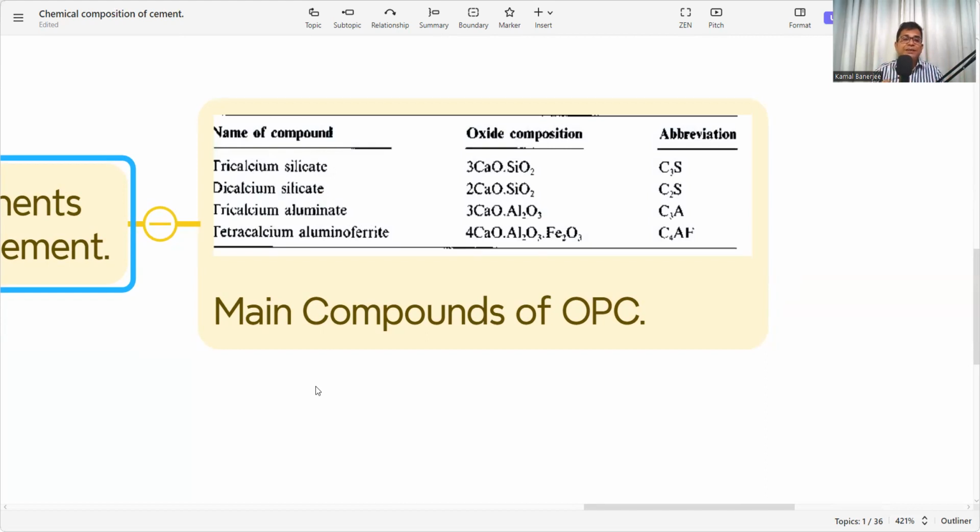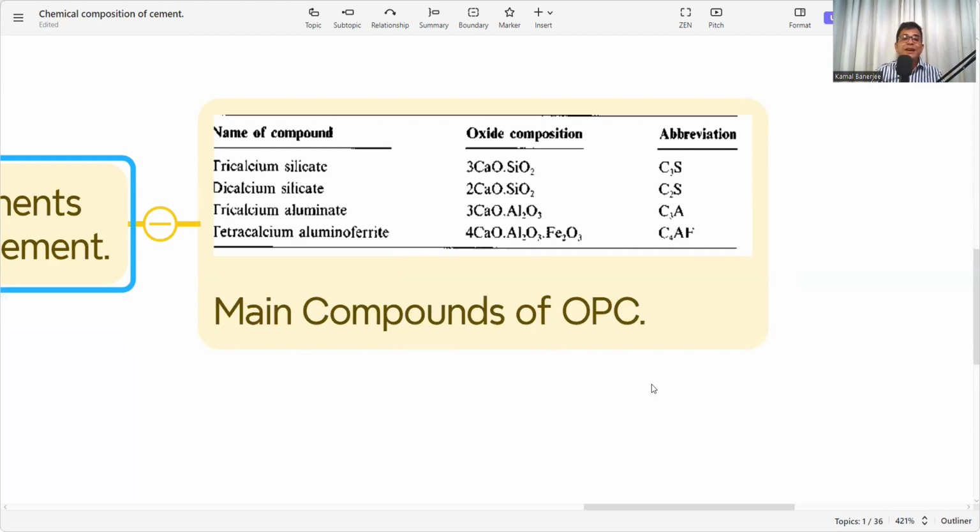The first is tricalcium silicate. Its oxide composition is 3CaO·SiO2, and its abbreviated form is C3S. That means 3 molecules of CaO and 1 molecule of SiO2. Then another is dicalcium silicate, 2CaO·SiO2, and its abbreviated form is C2S. That means 2 molecules of CaO and 1 molecule of SiO2.